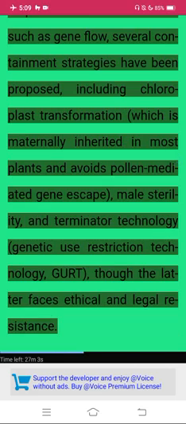To prevent environmental risks such as gene flow, several containment strategies have been proposed, including chloroplast transformation, which is maternally inherited in most plants and avoids pollen-mediated gene escape, male sterility, and terminator technology, genetic use restriction technology, GURT, though the latter faces ethical and legal resistance.